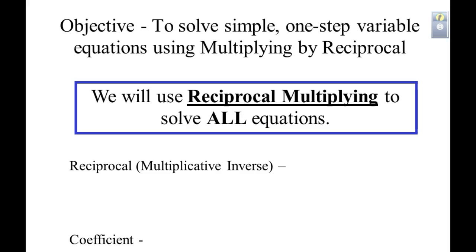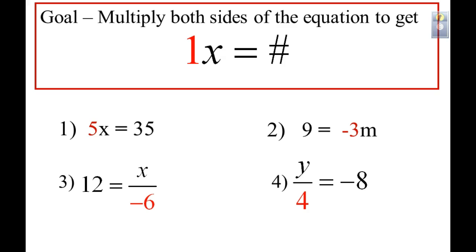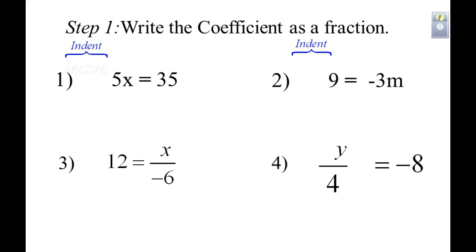And that's what you practiced two nights ago on the back side, finding, well, what multiplies to 1? What do I need to multiply by to get 1? And that was the reciprocal. So like here, something like 5x equals 35, we're actually going to write that as 5 over 1 x, and make it a fraction.